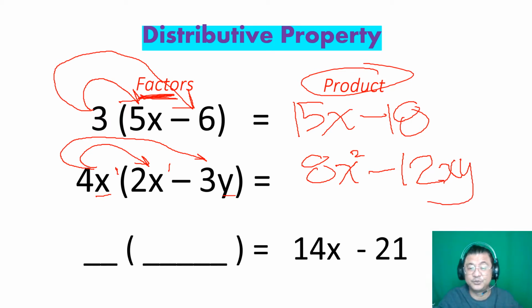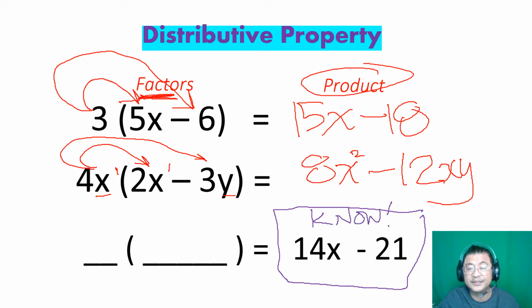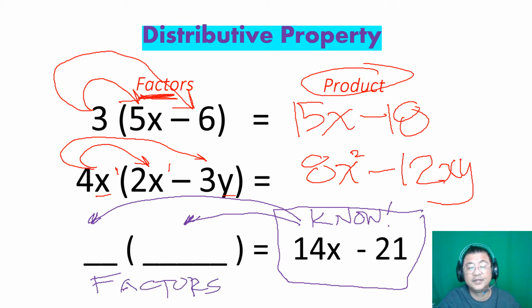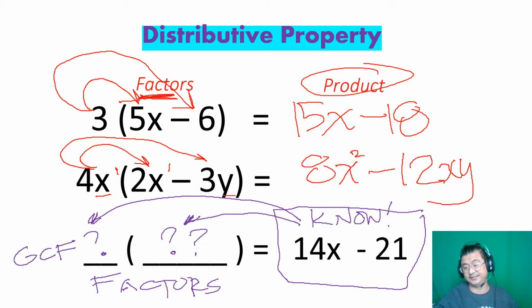So the objective of today's lesson is we already know the product. Yes, I know you already. The question is, what are the two numbers or two expressions that I need to multiply so that I would get the same results? What are these? First, I need the GCF, greatest common factor, and what's inside the parentheses.